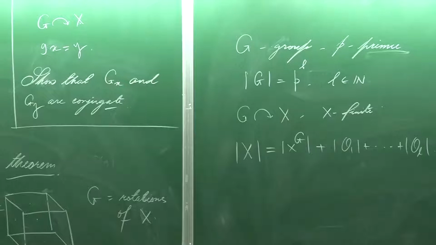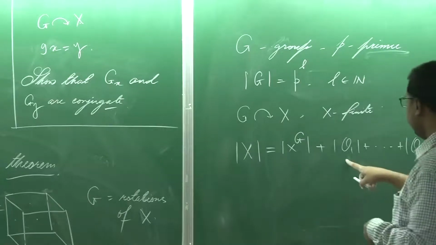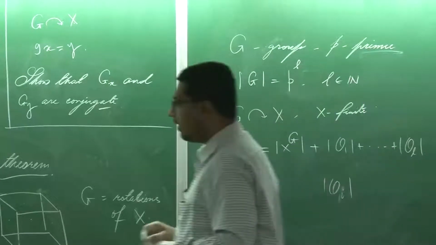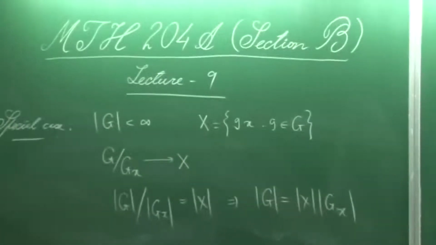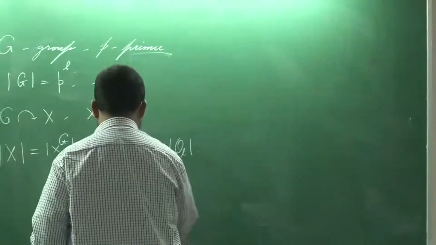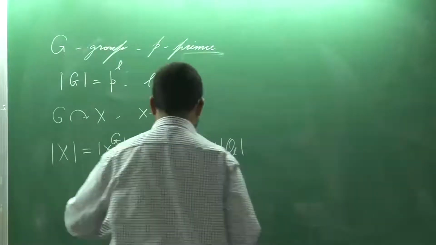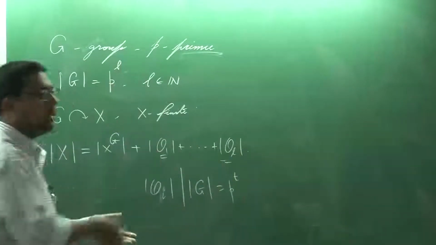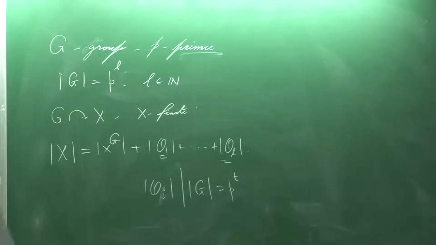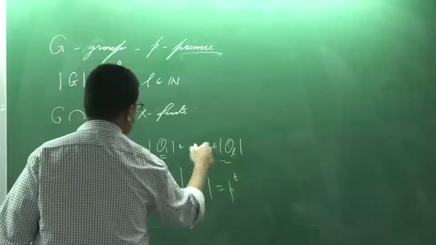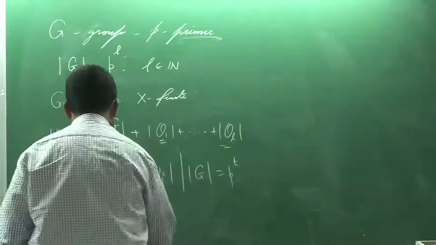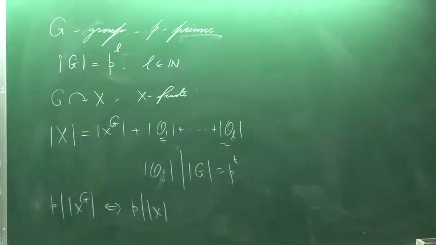Okay. So, thus if we take any element from an orbit, then the stabilizers will always have the same order. Anyway, so for each y we see that the order of each non-trivial orbit is a divisor of the order of g, which is p to the power t. So, the non-triviality of each y ensures that each of these summands will be divisible by p. Since each of these terms is divisible by p, p divides this if and only if p divides x.